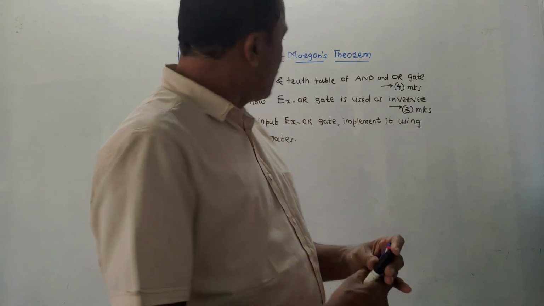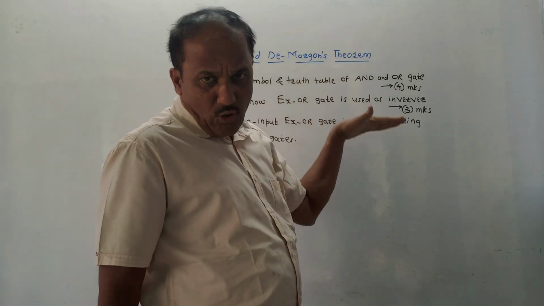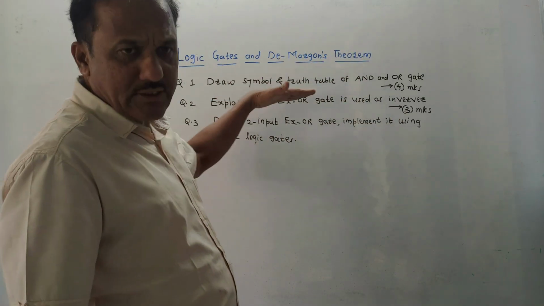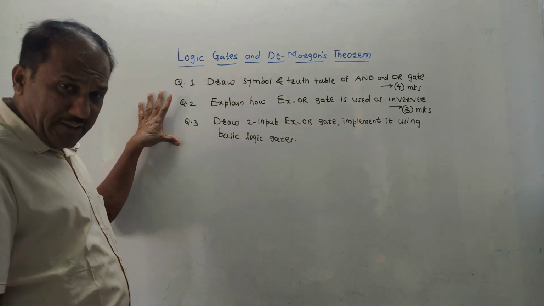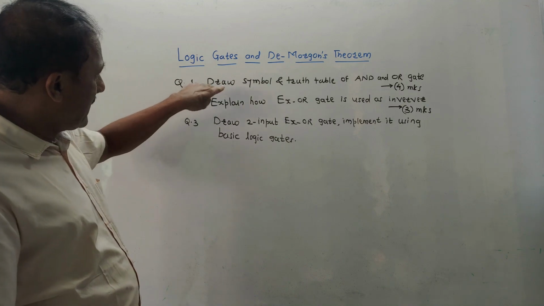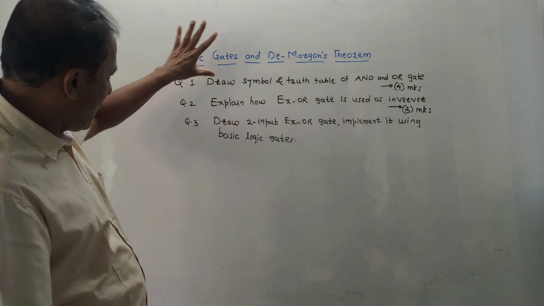Dear students, today's topic is logic gates and De Morgan's theorem. For every topic, I will be telling you the questions that can be asked in the exam. So three questions can be expected from this topic. First is, I'm just talking about logic gates. For De Morgan's theorem, I will provide another question set.